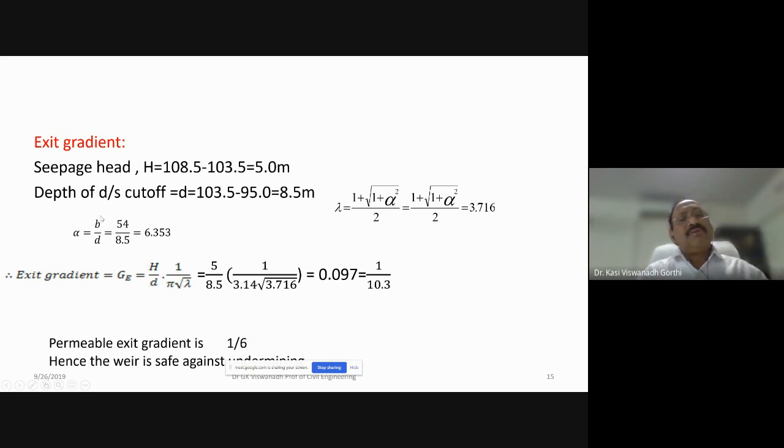d is the depth of the pile or depth of cutoff. It is 103.5 at the top of the line and 95 at the bottom. So 8.5 is the depth at the exit at the downstream pile. That cutoff depth is 8.5.